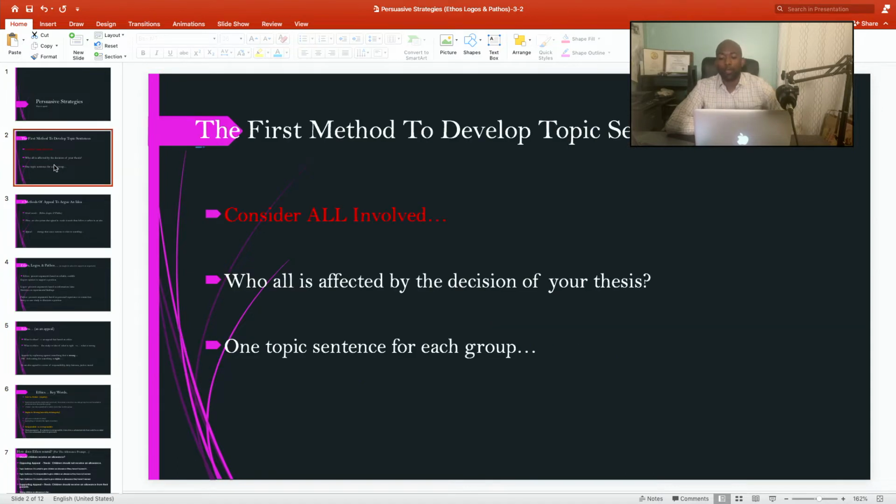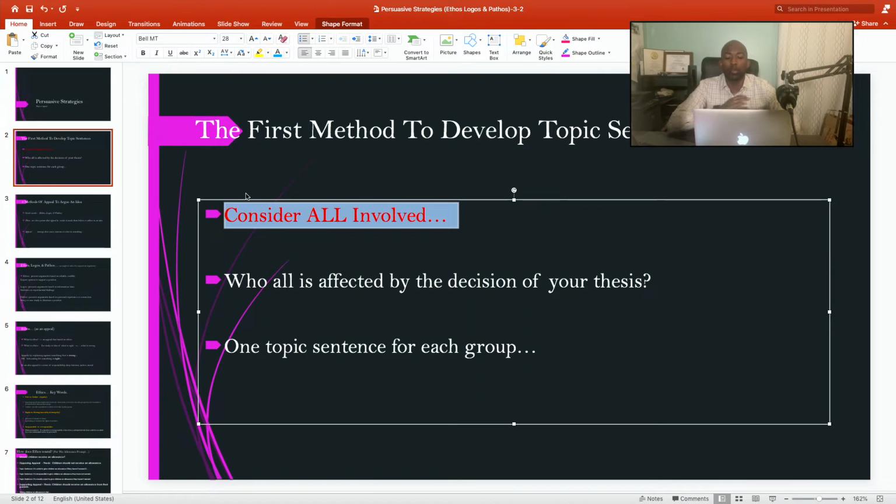Okay, and so when we talk about developing topic sentences, the first way that I usually show students involves this little 3-word principle I call consider all involved. And that just means to think about whoever is affected by the decision being made for whatever topic you're discussing. Okay, so whoever is affected by that decision is someone or some entity that you can use as a subject to focus on for a topic sentence. Okay, and so that's what that means.